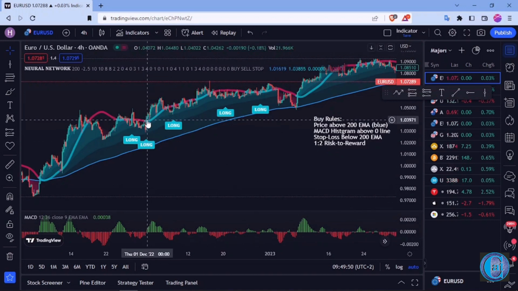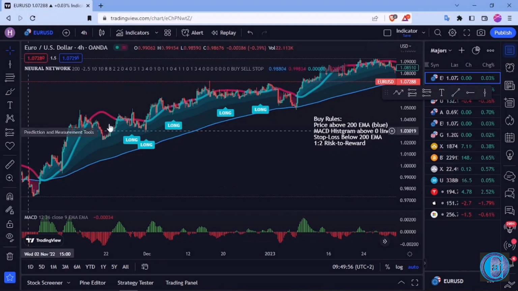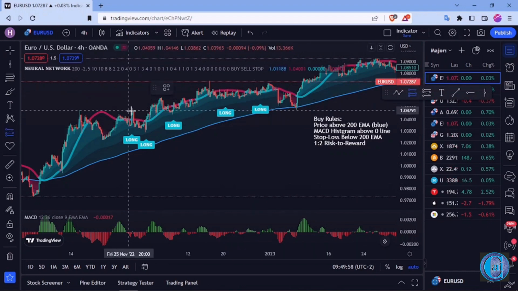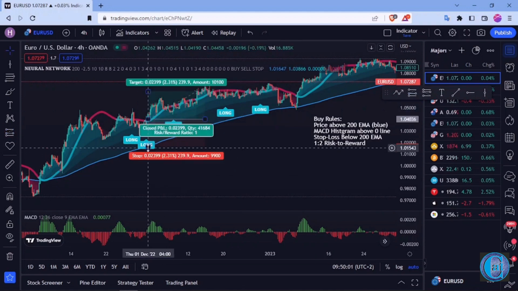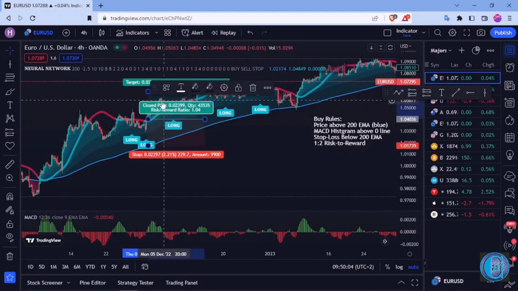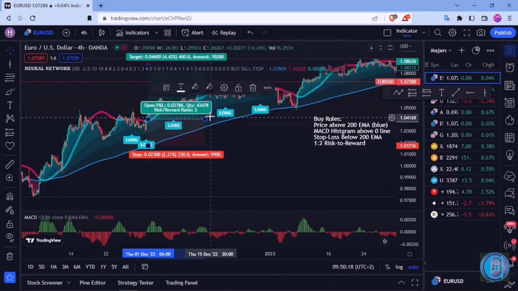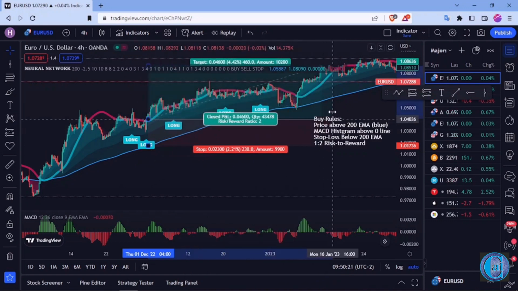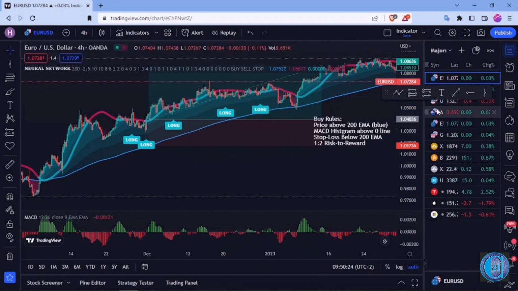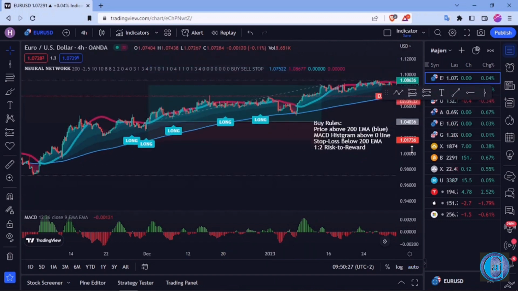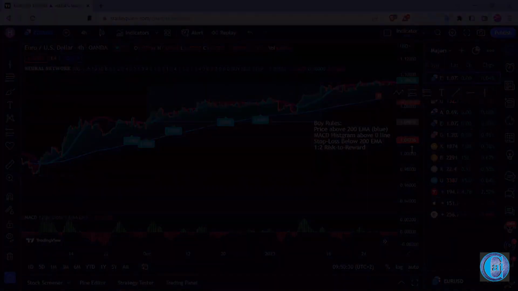What we see on the chart, as the price of the histogram tossed up, it started turning green and we could have entered a long position. You could have placed your stop loss just below the 200 exponential moving average and aim for 1 to 2 risk to reward, meaning on the 4-hour time frame, we could have had a stop loss of 2,306 and a take profit of 4,606. After a couple of candles, you would have seen it reach the take profit level.